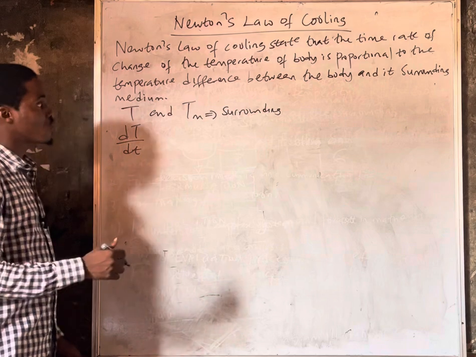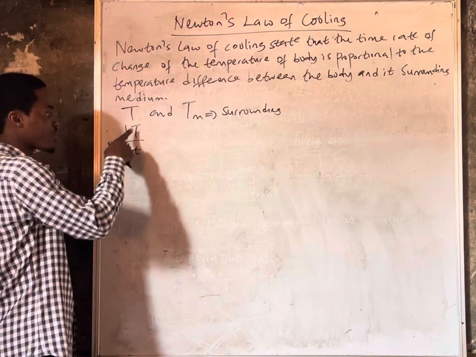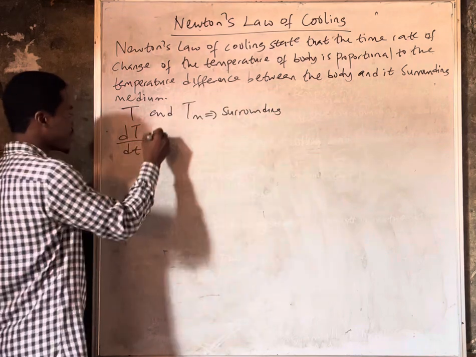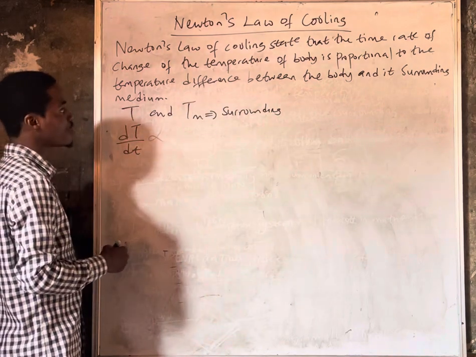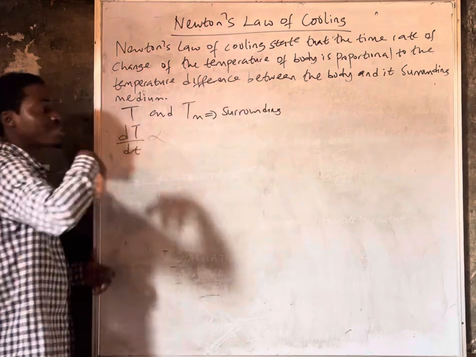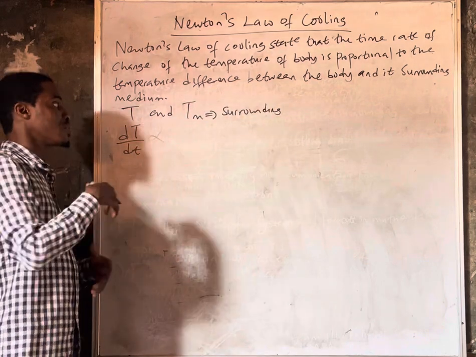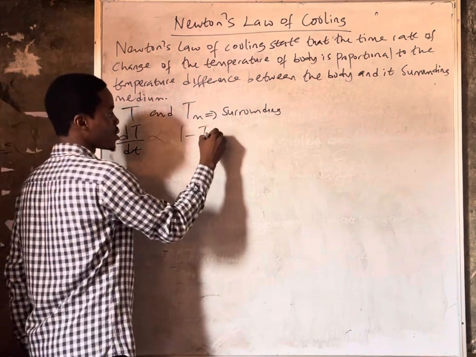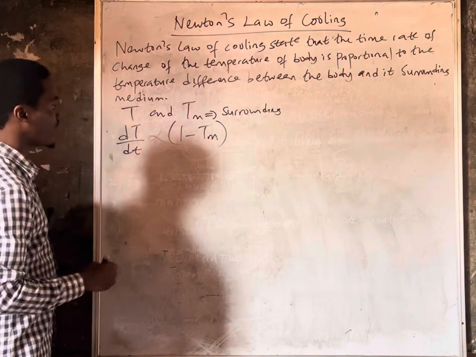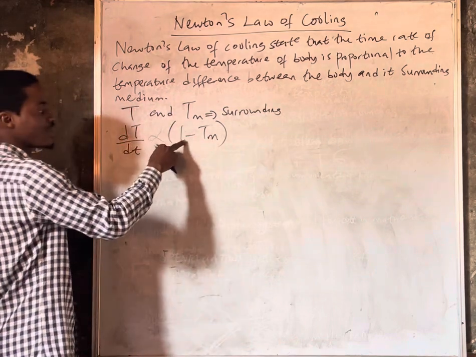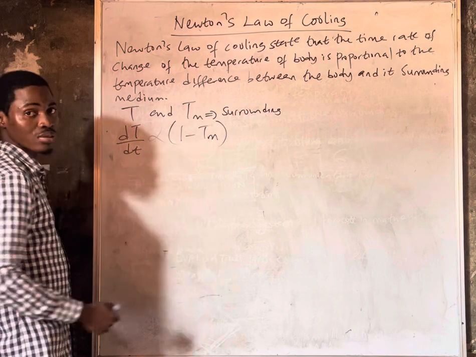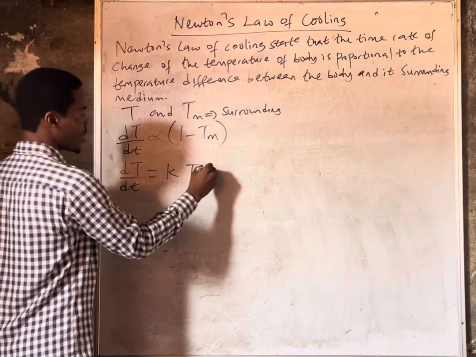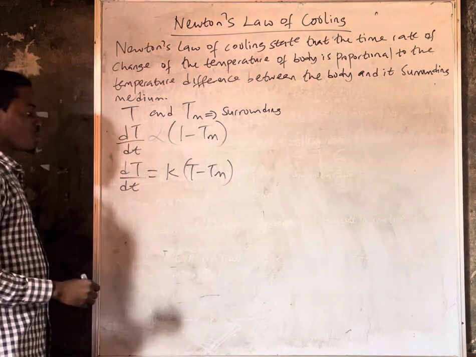So according to Newton's law of cooling, the time rate of change of temperature of the body is directly proportional to the temperature difference between the body and its surrounding. That is, the difference is the subtraction of the temperature of the surrounding from the body, which is T minus Tm. So we now have dT over dt is equal to k(T minus Tm).